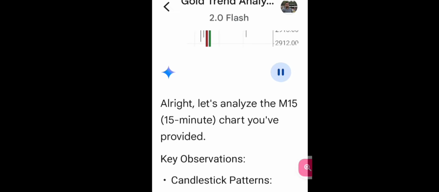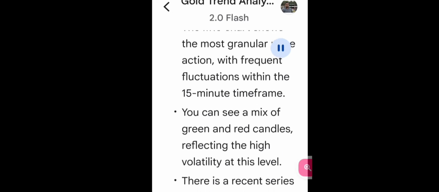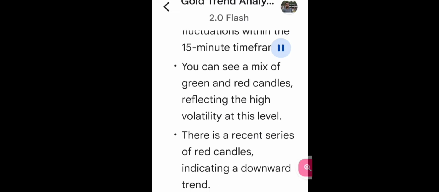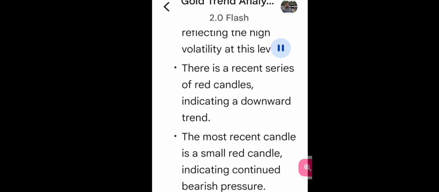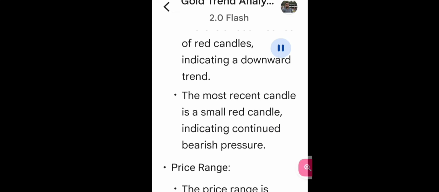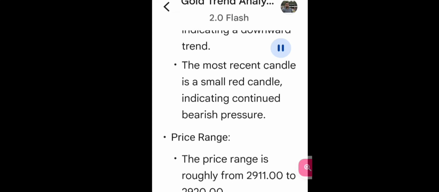Key observations. Candlestick patterns. The M15 chart shows the most granular price action, with frequent fluctuations within the 15-minute time frame. You can see a mix of green and red candles, reflecting the high volatility at this level. There is a recent series of red candles, indicating a downward trend. The most recent candle is a small red candle, indicating continued bearish pressure.